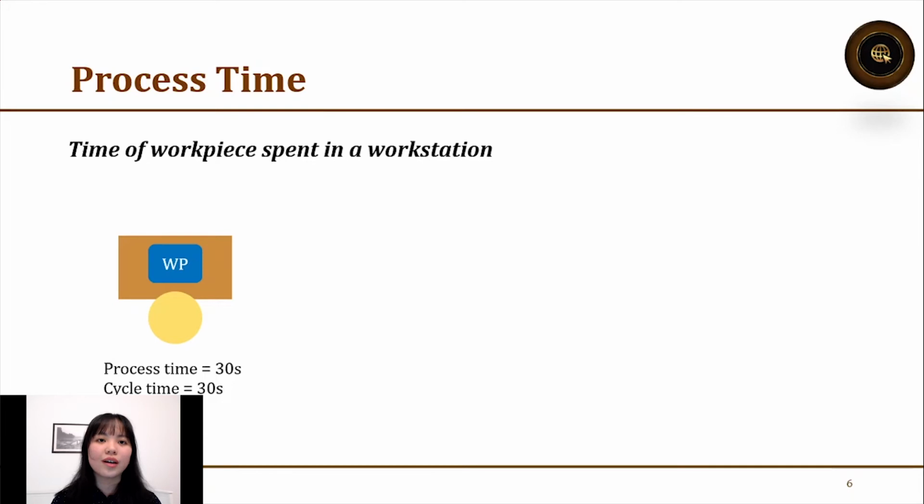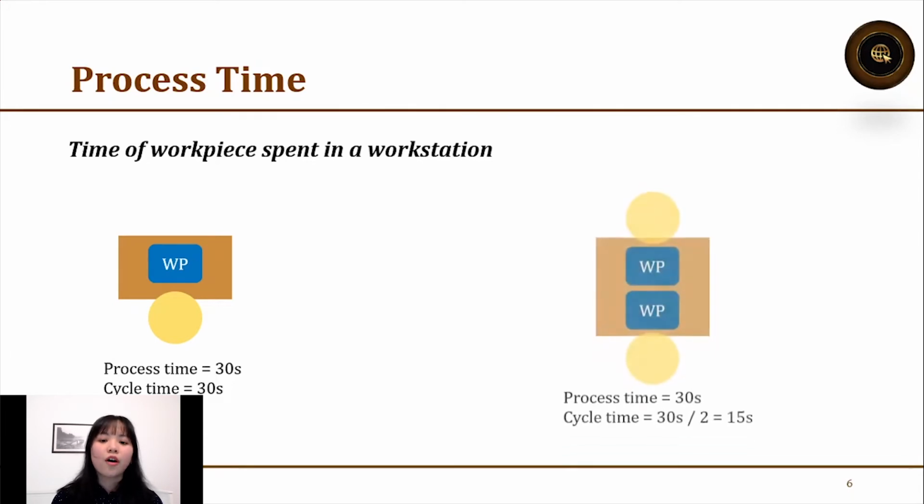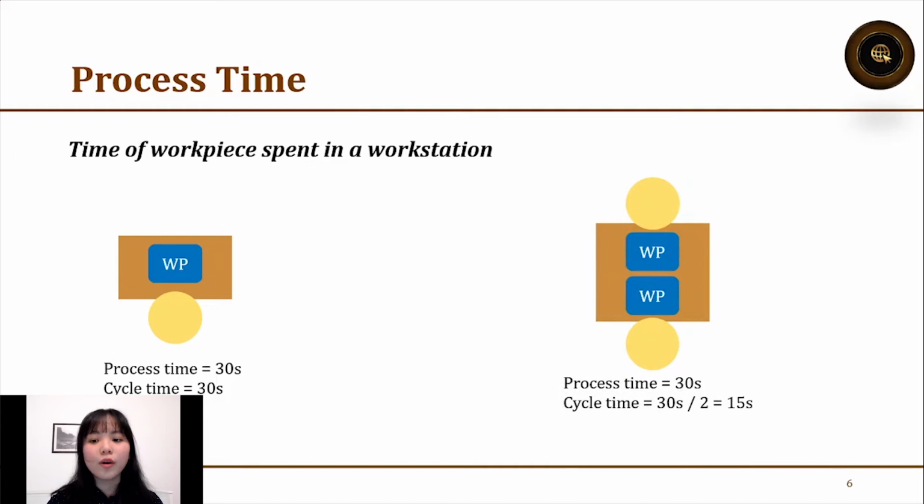But this will lead to a different process time and cycle time if in one workstation there are two workers. Each worker will work in parallel, and the process time is still 30 seconds. Why? Because a worker still needs 30 seconds to finish their product, but in 30 seconds one workstation can produce two products. That's why the cycle time will be divided by 2. So 30 seconds divided by 2 is 15 seconds. I hope you understand the difference between the process time and the cycle time.